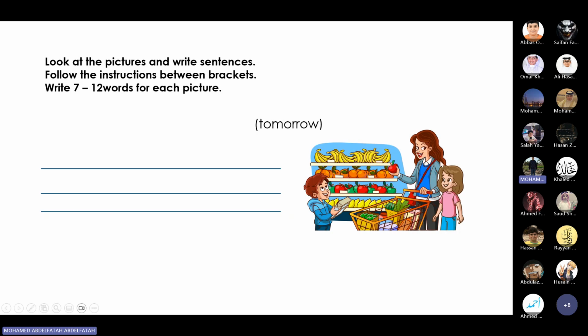Now, students, look at the picture. Use the clue word. Write from 7 to 12 words. Write your answer in the chat box. You have 30 seconds. Go ahead.